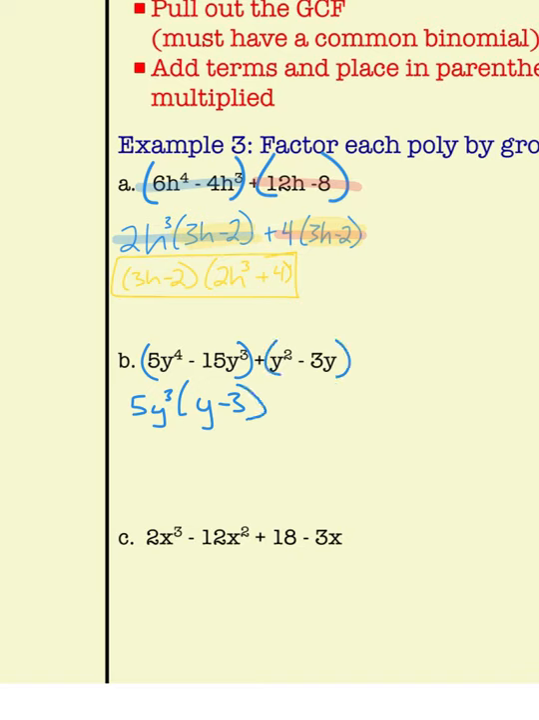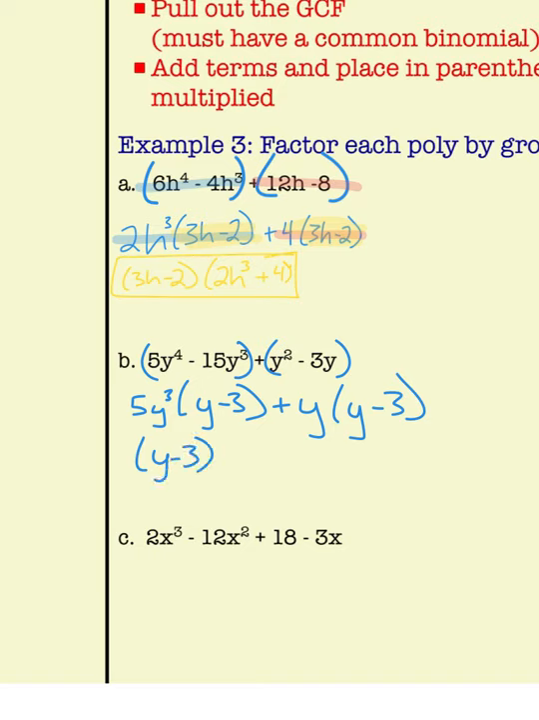Second set, we have y squared minus 3y. They only have a y in common. And then we're left with a y minus 3. Now we do what we did in the last example. So we're going to factor out the binomial and then add the terms in place in the parentheses for the second binomial. So we're going to factor out the y minus 3.